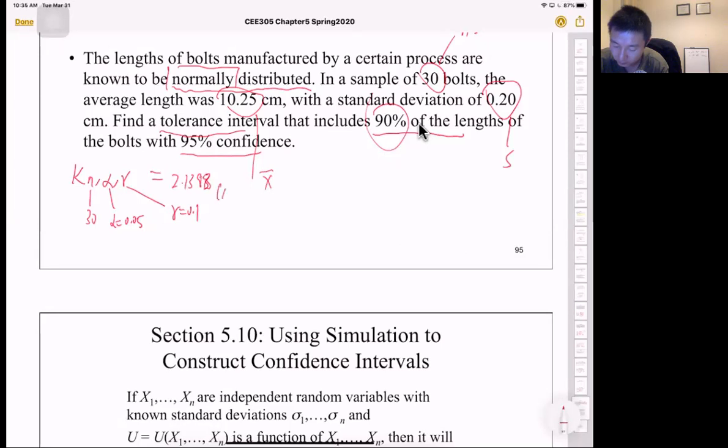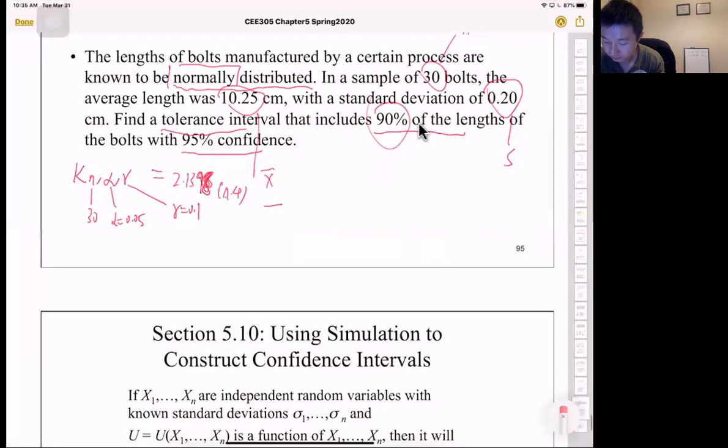So the tolerance interval, okay, use this equation. So x bar, 10.25, plus or minus 2.139 times s, 0.2. So that is the tolerance interval.